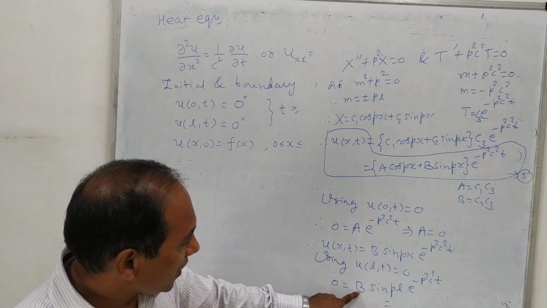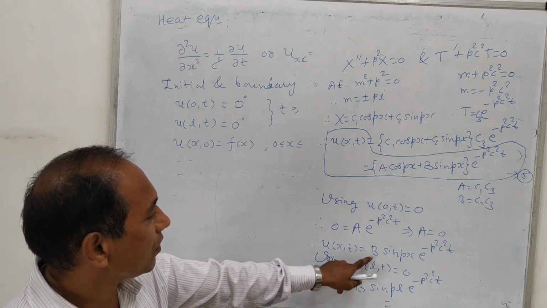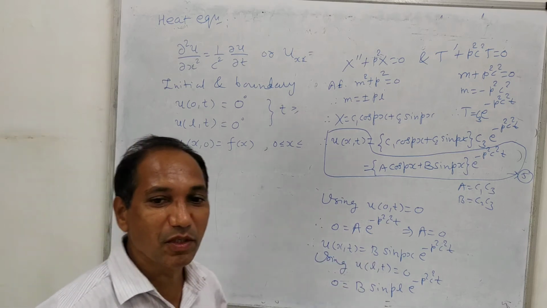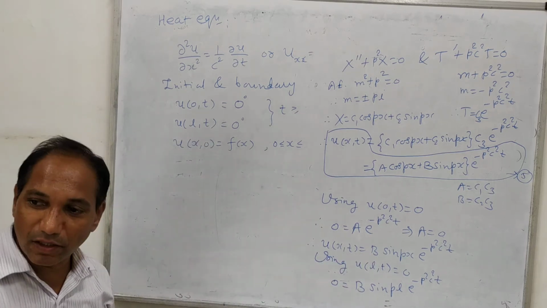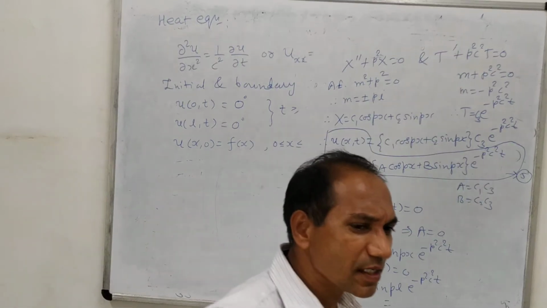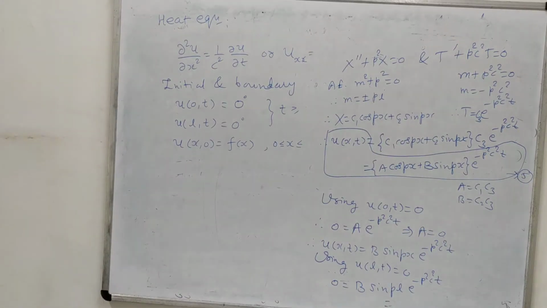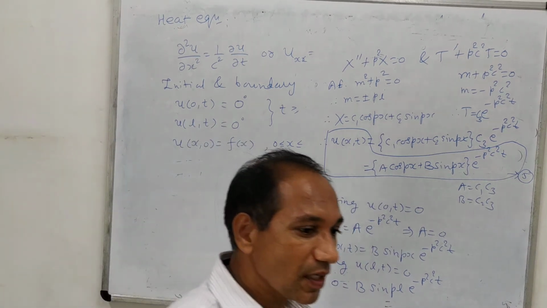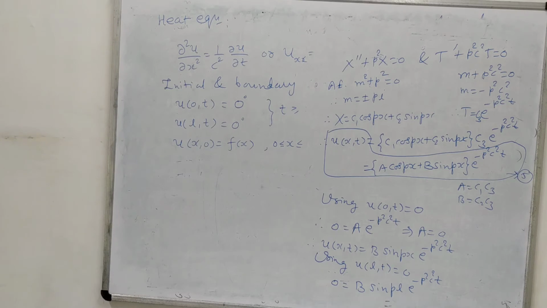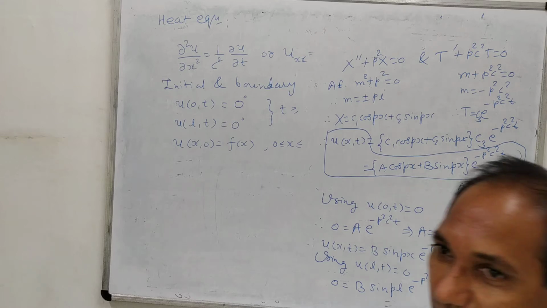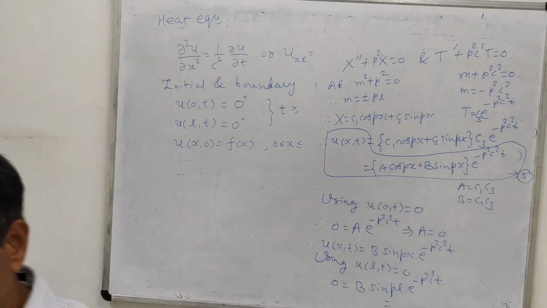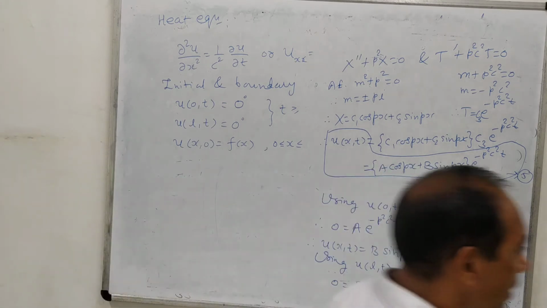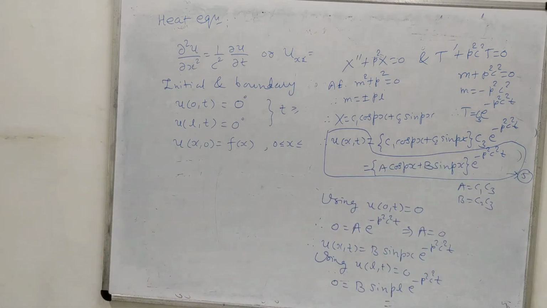So B is 0 or sin pl is 0, but if we take B equal to 0 and put this value over here, then this will become the zero solution. That means it is a trivial solution, and in the zero solution we are not interested because we cannot predict anything. Because to predict the problem, we must need some solution in terms of x and t. By substituting different values of x and t, we can say something about what is happening at that point and at that time, that means temperature is increasing or temperature is decreasing. That means we can have an idea based on this. Okay?